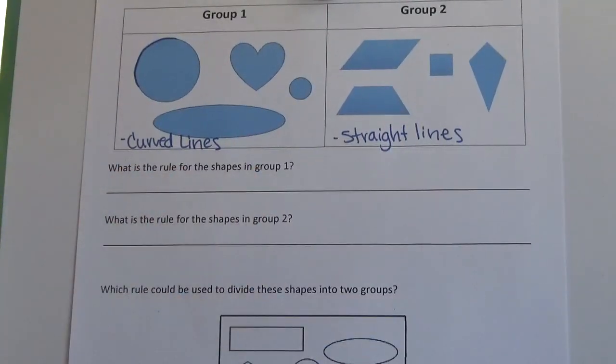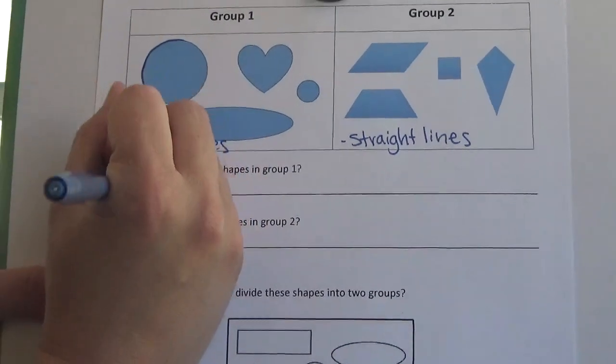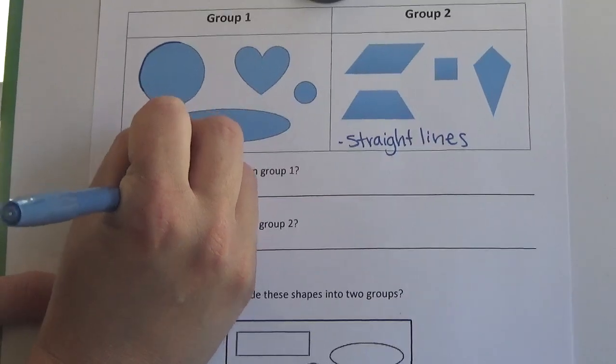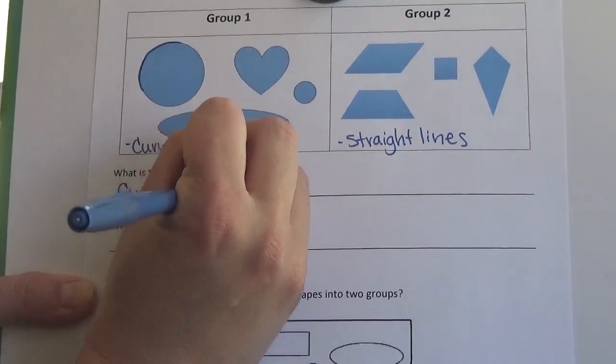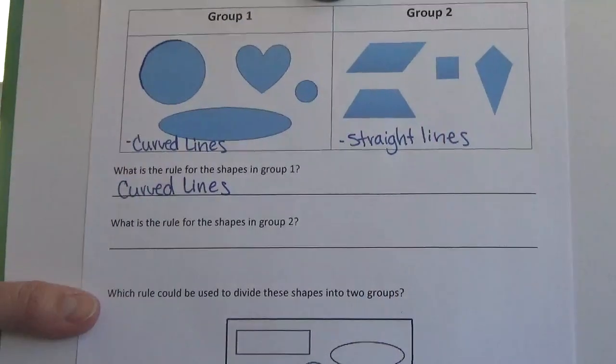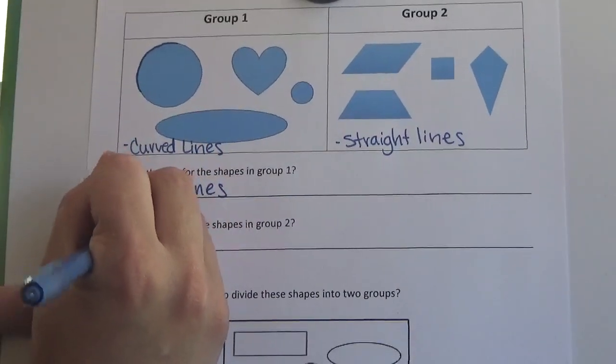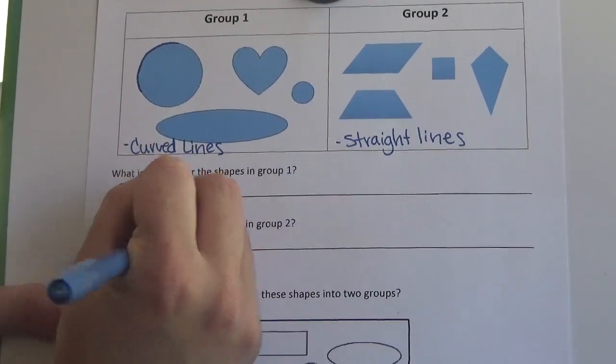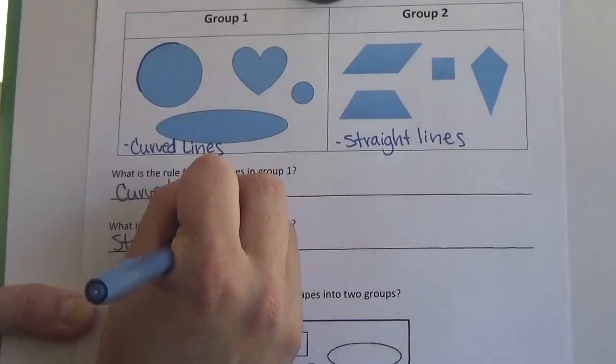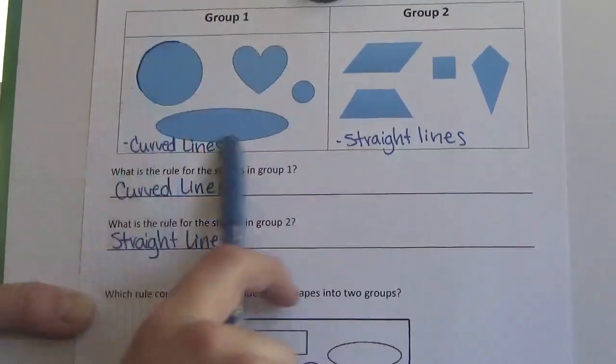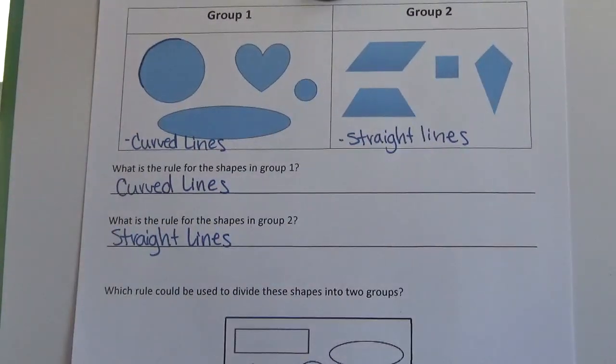So it's asking me what is the rule for shapes in group 1? Well, they all have to have curved lines. And the shapes in group number 2, they all have to have straight lines. So it's important to think about what all of the shapes in a group have in common in order to figure out how someone sorted them.